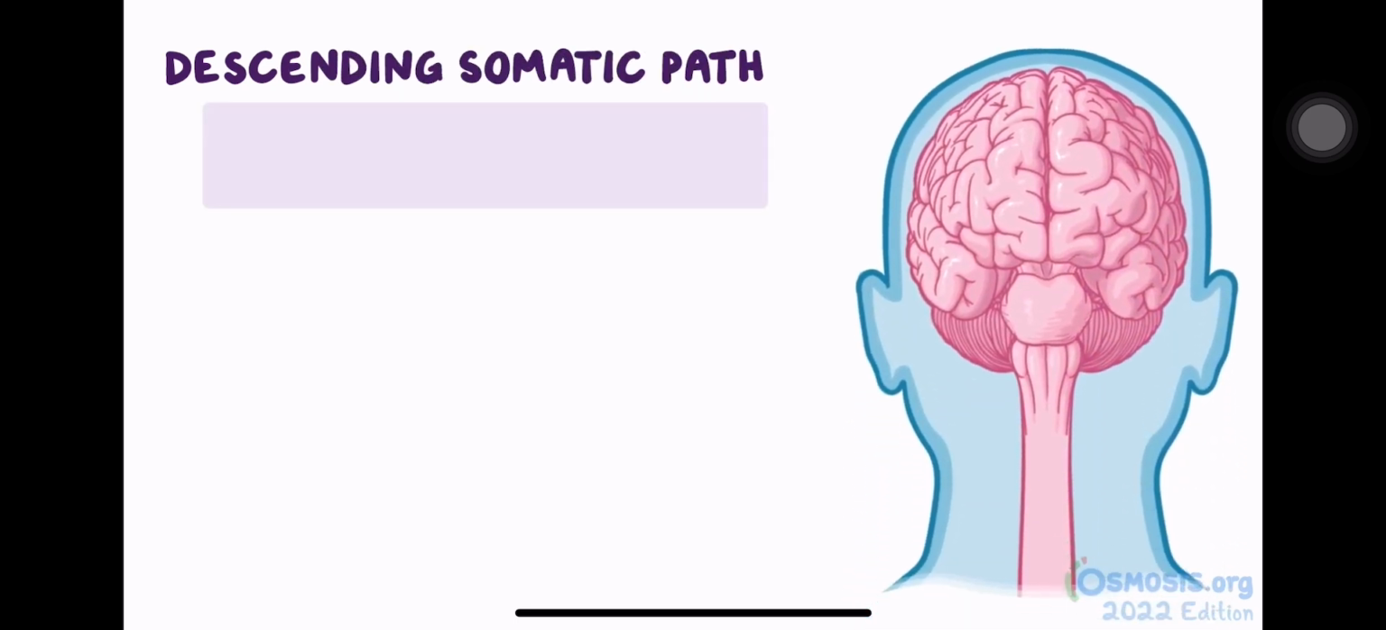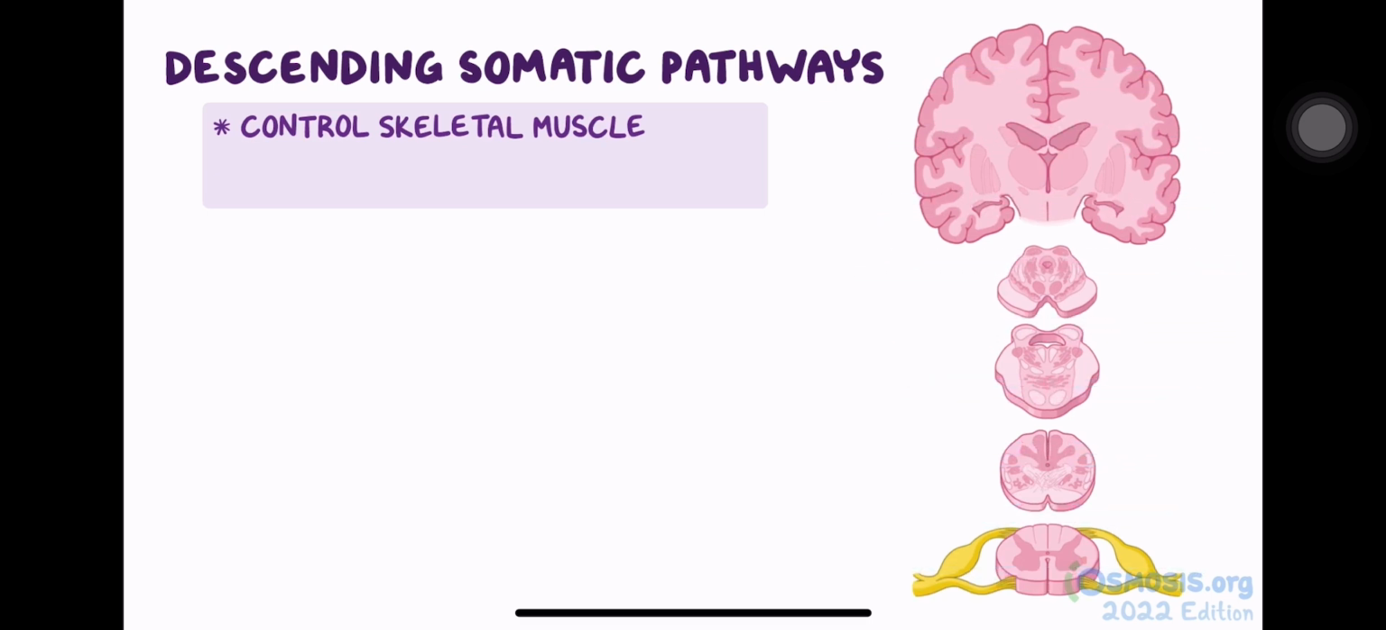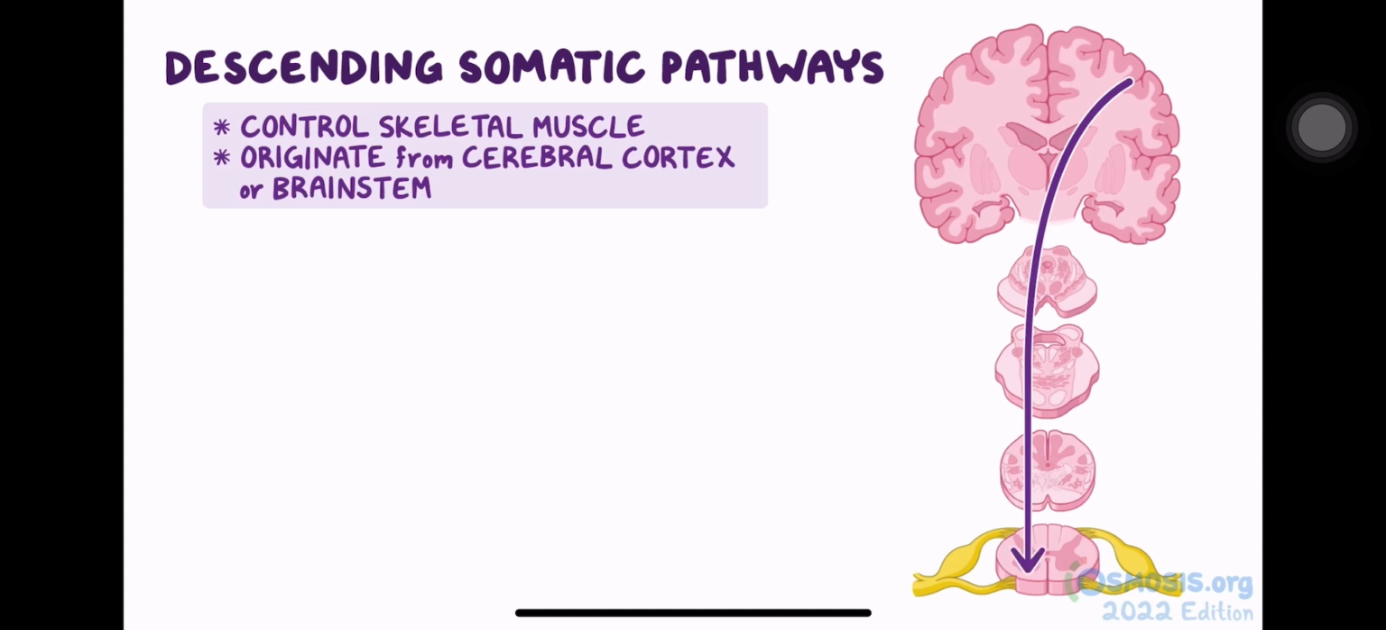Alright, now let's look at the descending somatic motor pathways, which control the activity of skeletal muscles. These pathways originate from either the cerebral cortex or the brainstem and have various termination points depending on the pathway. Each pathway contains an upper motor neuron and a lower motor neuron.